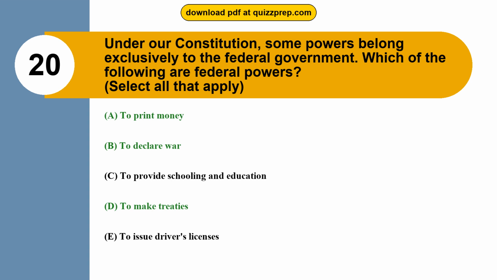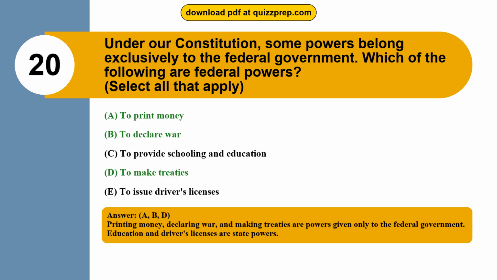The correct answers are options A and B and D. To print money, to declare war, to make treaties. Printing money, declaring war, and making treaties are powers given only to the federal government. Education and driver's licenses are state powers.